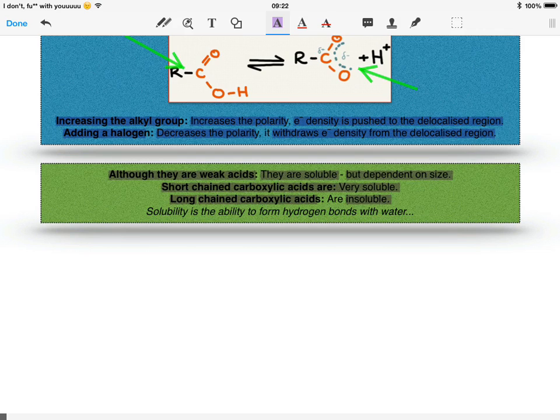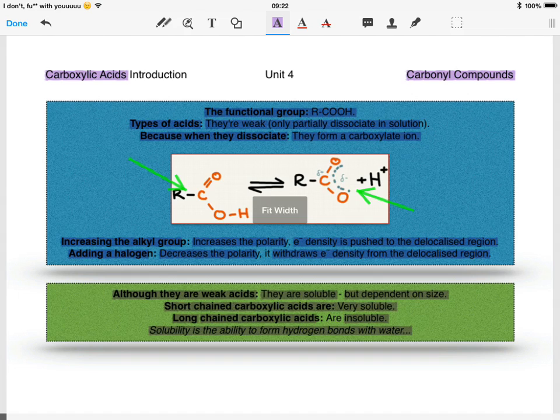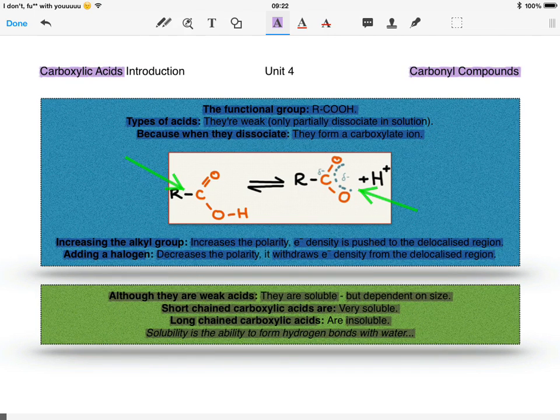hydrogen bonding with water. And like I just said, to reiterate, solubility is the ability to form a hydrogen bond with water. And that's the basics, the introduction to the carboxylic acids. Next, I'll go on to the reactions of carboxylic acids to form esters.